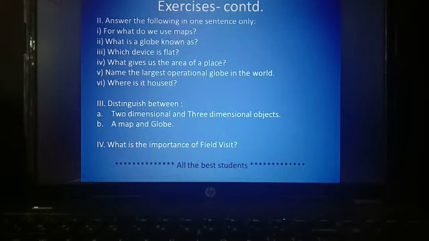Then the last question here is, what is the importance of a field visit, or why do we need to go for a field visit? Is it important, according to you? So according to you, you will be writing these. First, you can go through the explanation, read the chapter also. After that, you can sit and solve these questions one by one. So you will find it very easy when you do it.